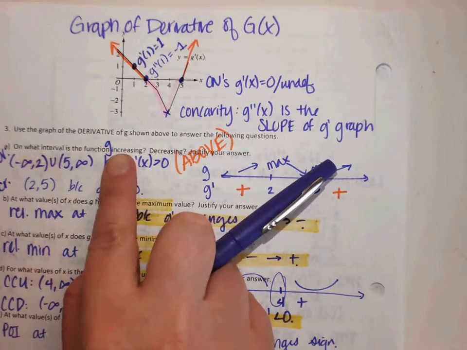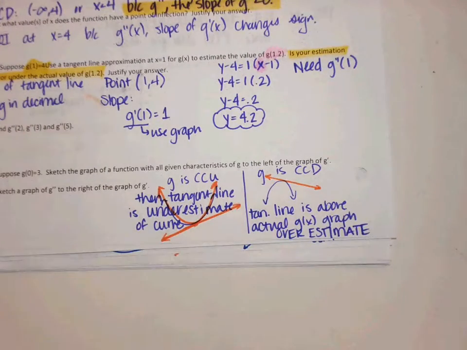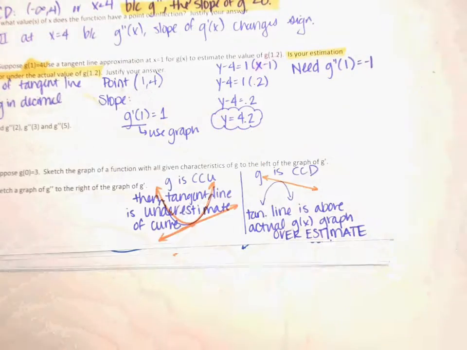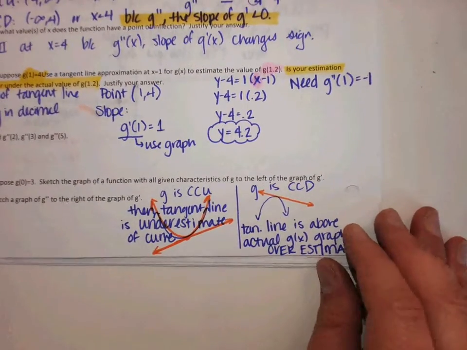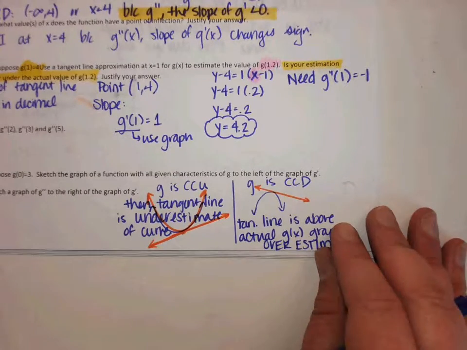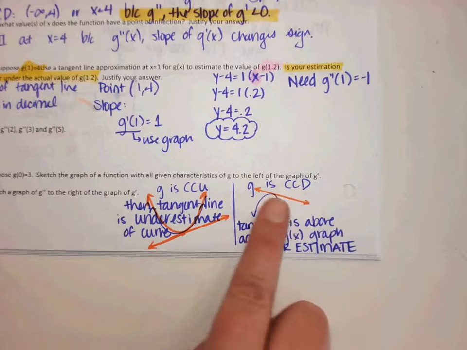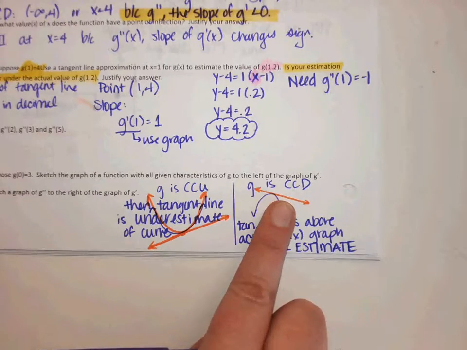This is G prime, G double prime is the slope. So let's come down here. We need a G double prime, but now we know that it's negative 1. What does that tell me about G? Is it concave up or concave down? Concave down. G double prime is negative, that means it's concave down. Then where's my tangent line going to be? Above, an overestimate. Very good.